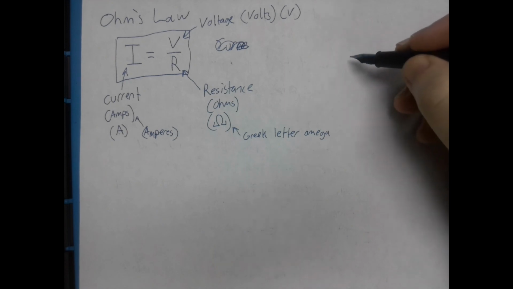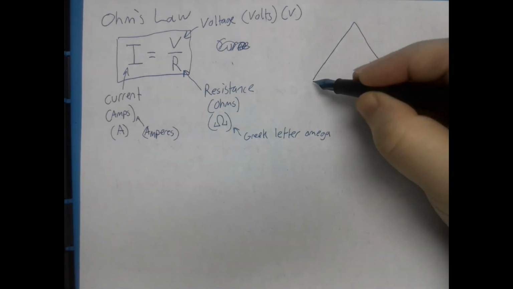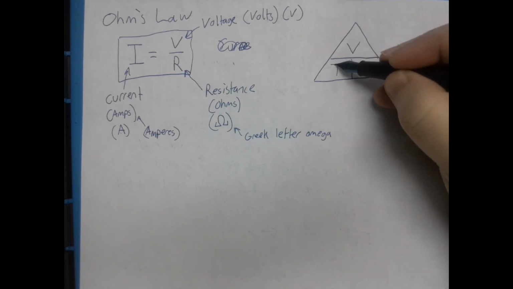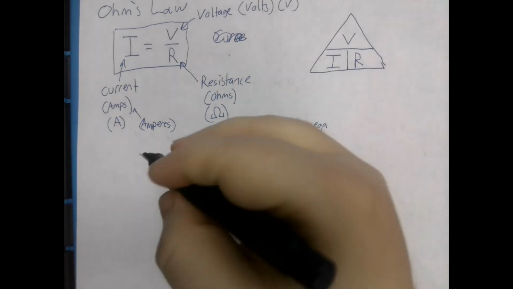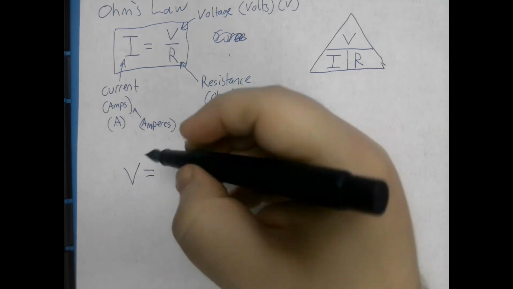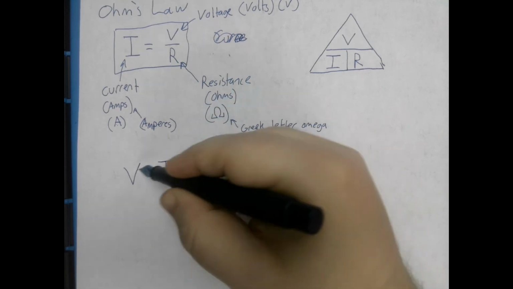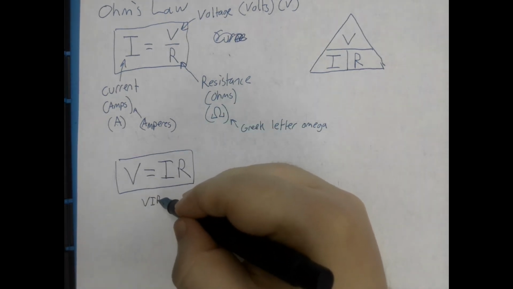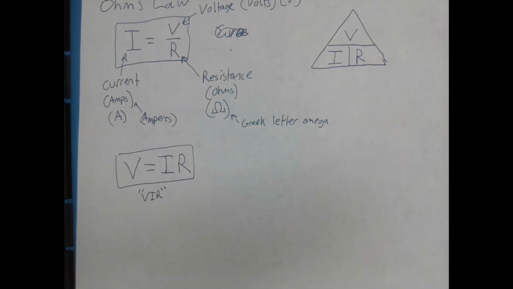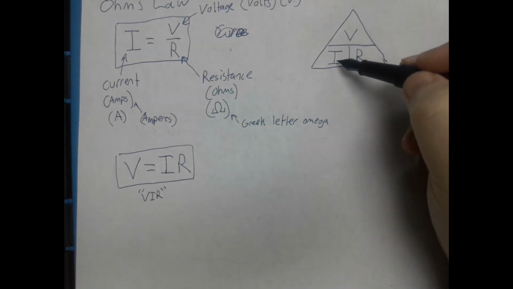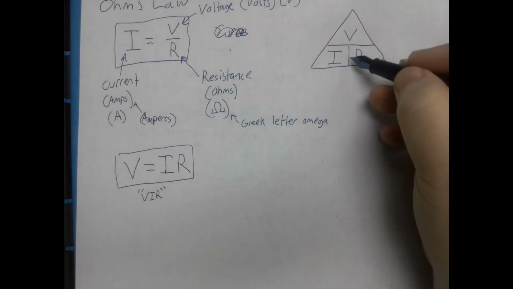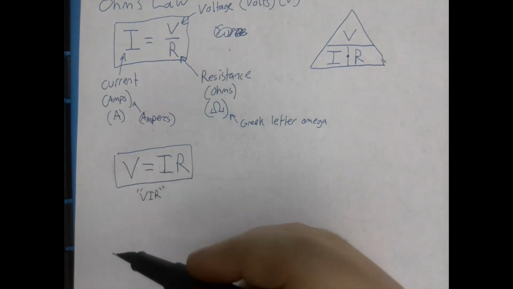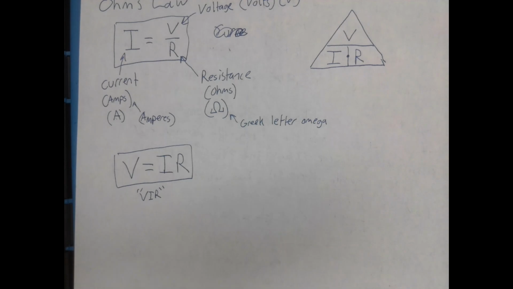So we have this triangle. Honestly, I remember Ohm's law better like this. Voltage is equal to current times resistance. I call this VIR. It is how I remember this equation. Voltage is equal to current times resistance. So Ohm's law is written like this. I always remember VIR because it's easy to remember the word VIR. V equals IR.